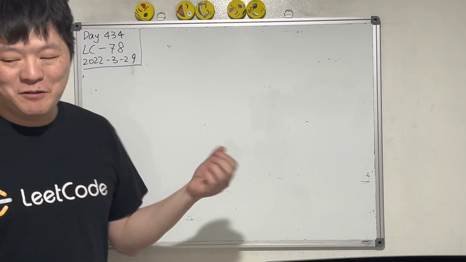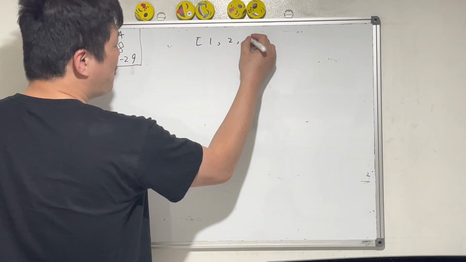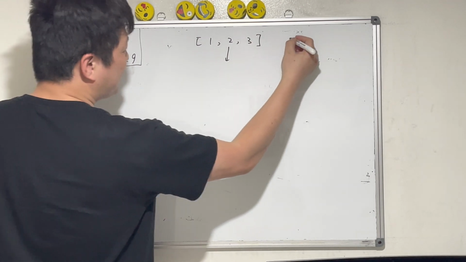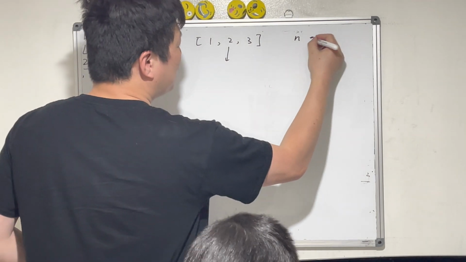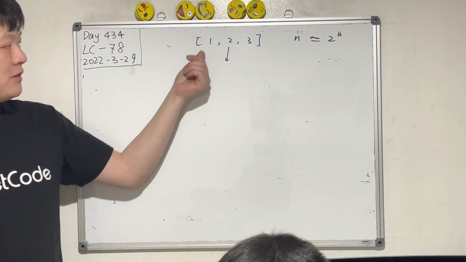Okay. So yesterday we talked about the subset. 1, 2, 3. How many subsets of that? 8. Because there are n unique numbers, so we have a total of 2 to the power of n. Why is that? That's very easy to think of.